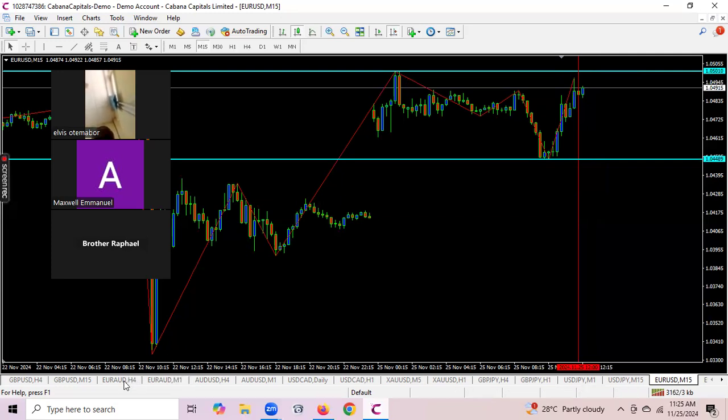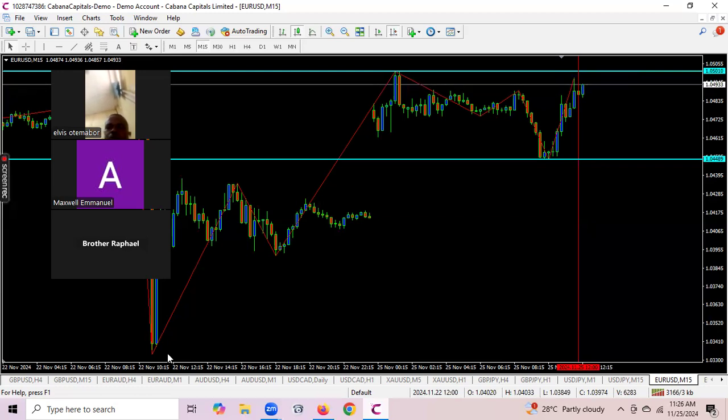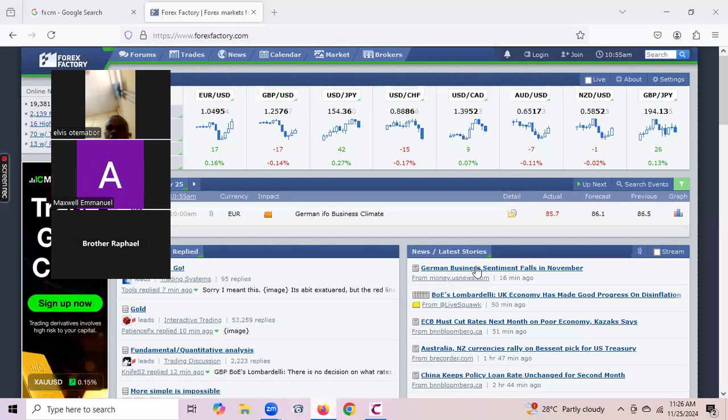Now, like I said, my focus is on Euro Australian dollar. The reason I don't want to trade USD pairs is that there's no major news for USD today. That is why I'm not interested in trading USD today. Major news will be released for USD on, I think, Wednesday. I think the FOMC meeting will hold on Wednesday. Let's check the calendar. I think it's on Wednesday.